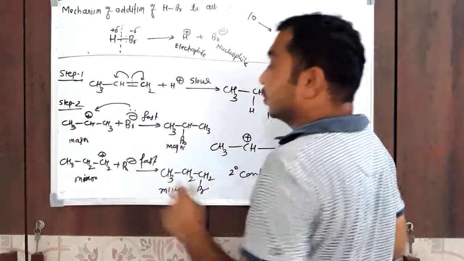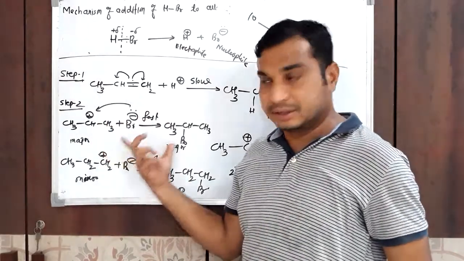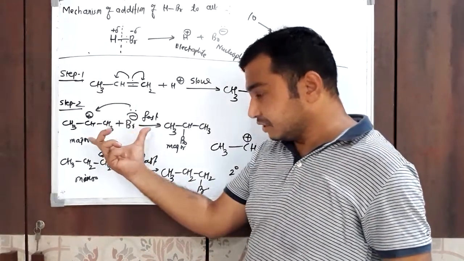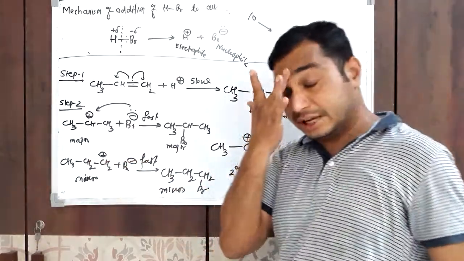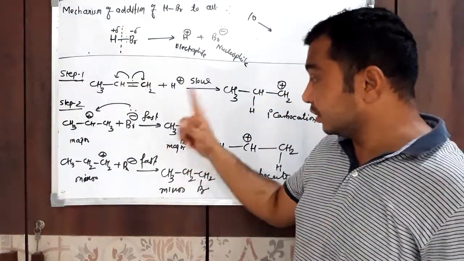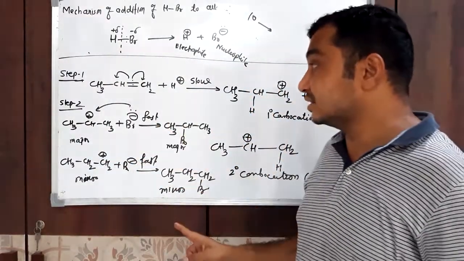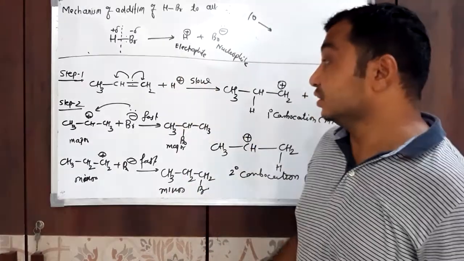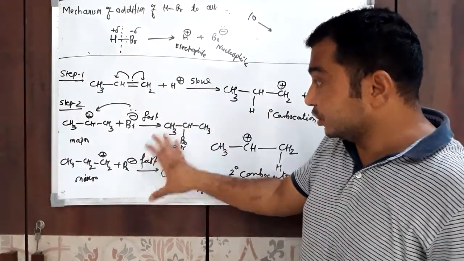because there is just a combination of positive and negative ions. That's why these two reacting species have attraction for each other, opposite charges attracting each other. Therefore this step 2 is faster than step 1. So step 1 is slow, step 2 is fast.